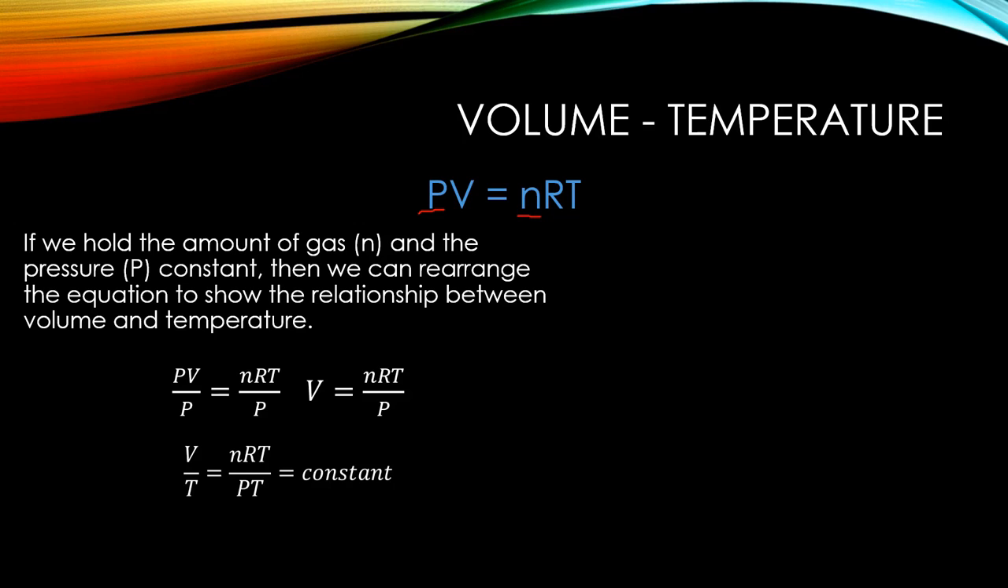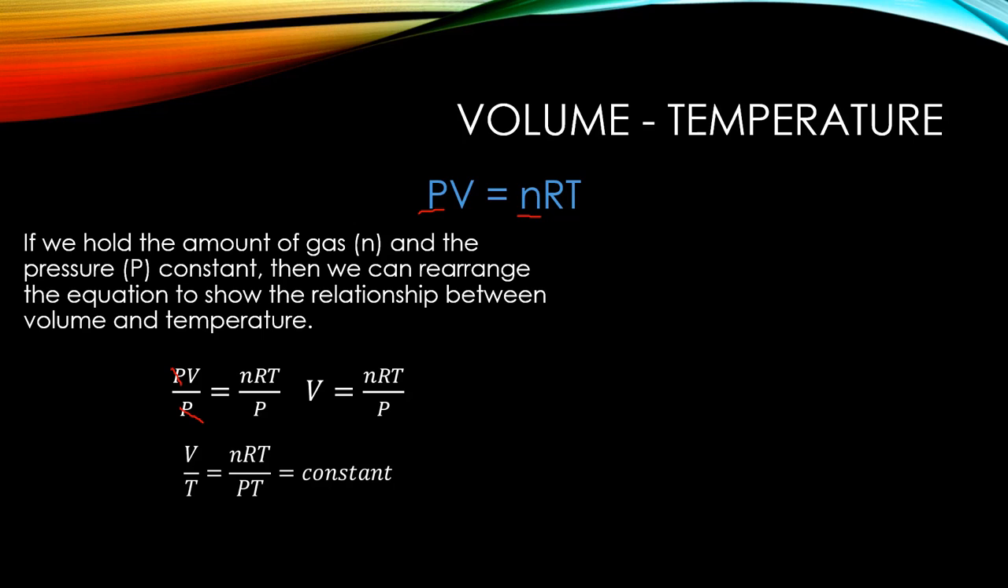Here's a little reminder how to do that. We're going to take this equation and divide both sides by P. We want to get P over on the other side of the equation. So if we divide both sides by P, we end up with PV over P is equal to nRT over P. Well, the P's cross out over here, and we end up with the volume is equal to nRT divided by P.